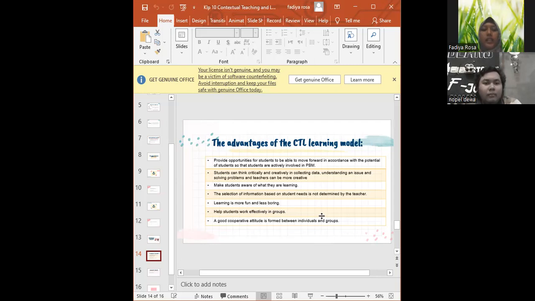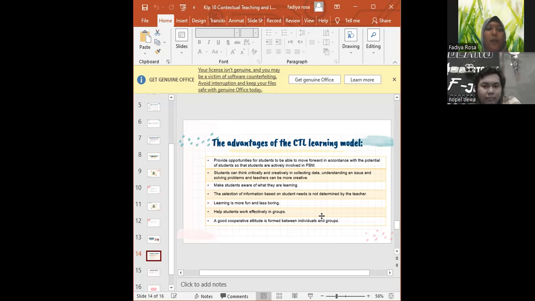This point is talking about the teacher searching for models that relate to the students, so the students do not feel bored about the study, about the situation of the class that the teacher has. And the next is that students can think critically and creatively in collecting data, understanding an issue and solving problems, and teachers can be more creative.